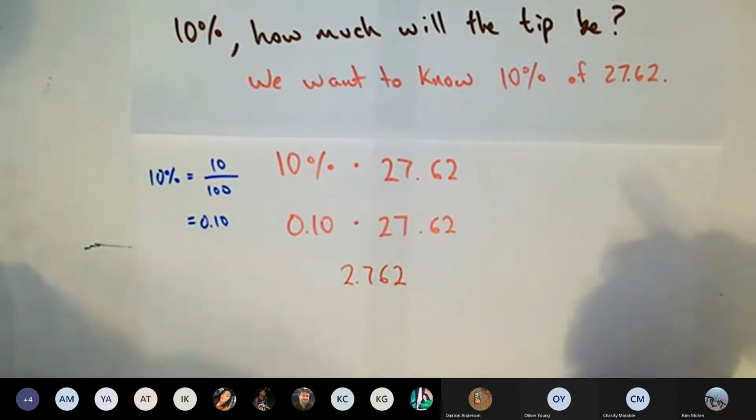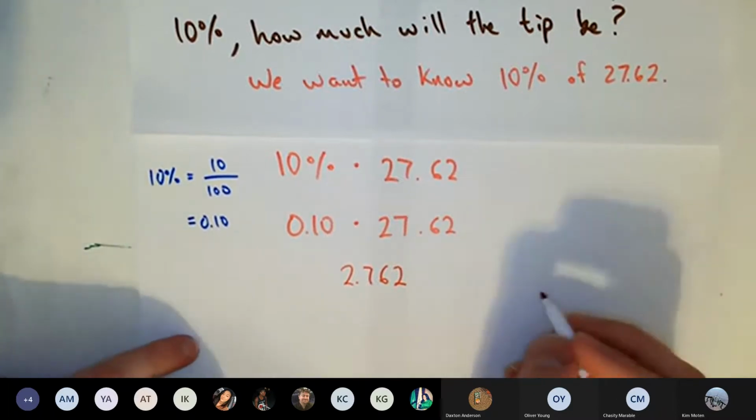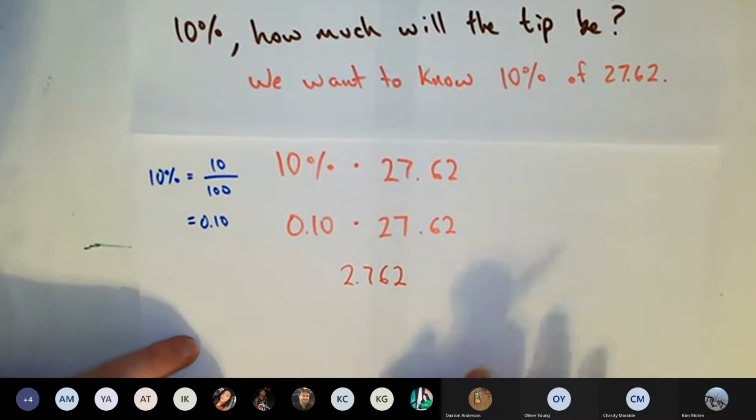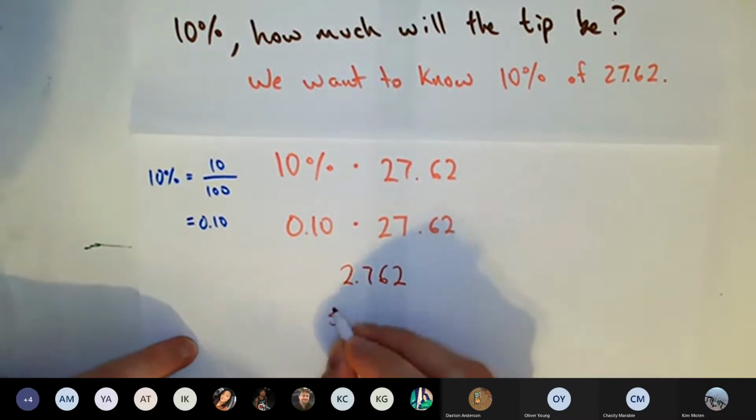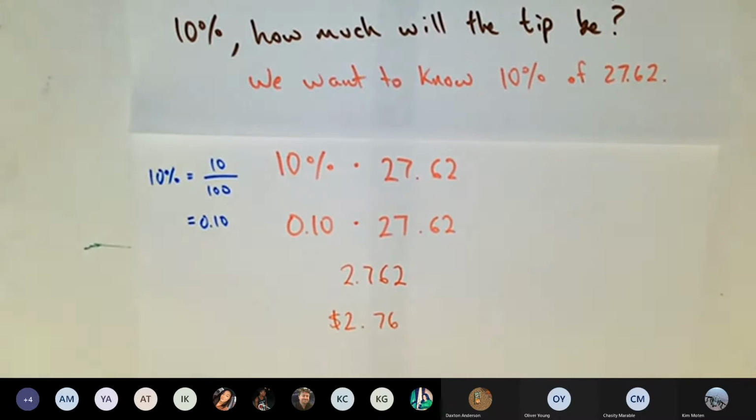Okay, so then doing this multiplication is going to yield 2.762. It just scoots the decimal point to the left by 1. And then when we round to the nearest cent, because we're dealing with money, that will be $2.76.